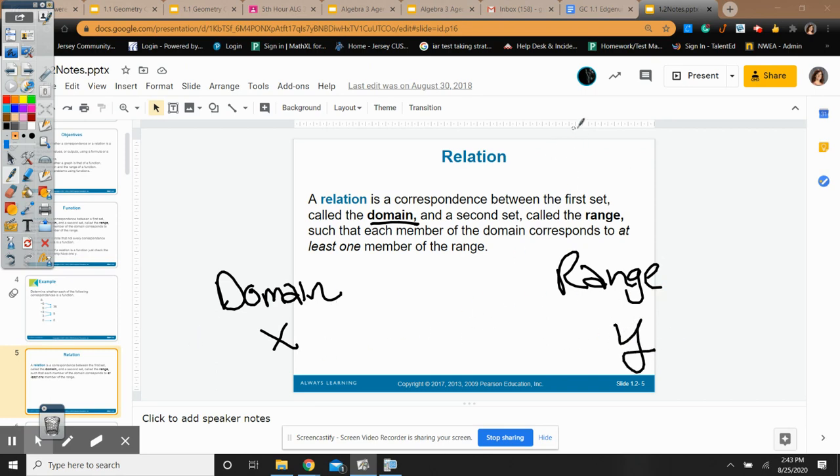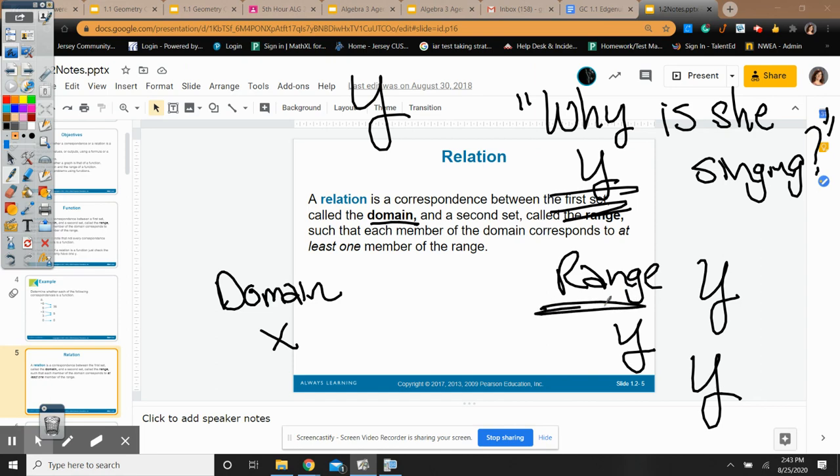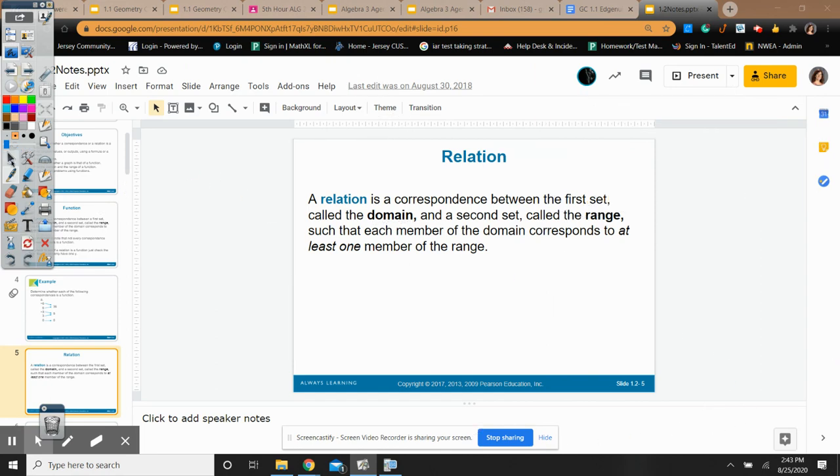If I started singing right now randomly, "Home, home on the range," what would you guys be saying right now? You would say, why is she singing? Why is she singing "Home on the Range"? Why am I stuck here? Why is she so weird? Why does she sing "Home on the Range" so bad? Because range goes with y. Okay, so you'll remember that.